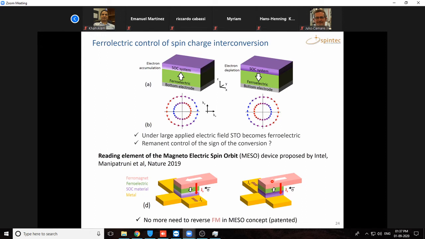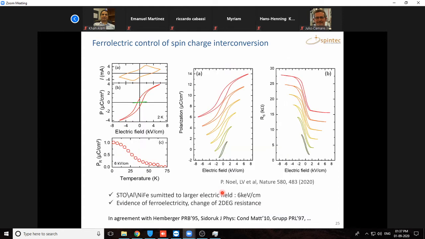smaller energy consumption for writing information. This evidences the fact that we have induced, at large electric field, a ferroelectric-like state in STO. We can see the polarization as a function of the temperature, which vanishes around 60 K, and that leads to a change of the square resistance of the sample.